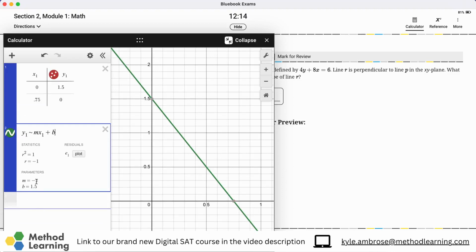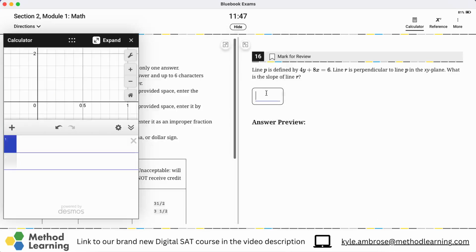So the slope's -2. Now remember, these lines are perpendicular, and lines that are perpendicular have negative reciprocal slopes. So they have to be the opposite sign of each other and reciprocals. Well, what's the negative or opposite reciprocal of negative 2? It would be positive 1/2, because 1/2 is the reciprocal of 2, which is really 2 over 1. So 1/2 is our answer. Let's put that in, 1 over 2, like that, and that should be right.